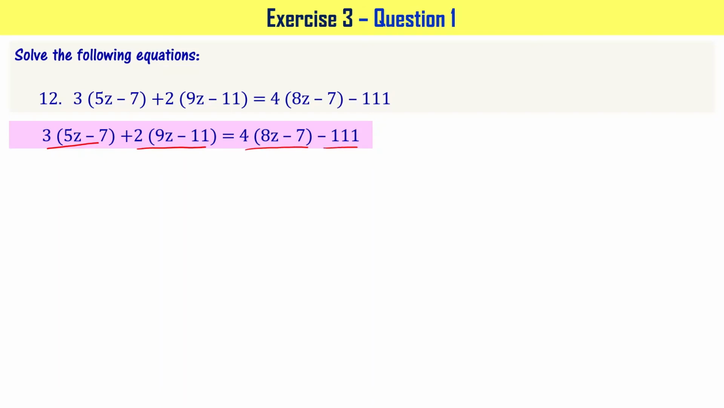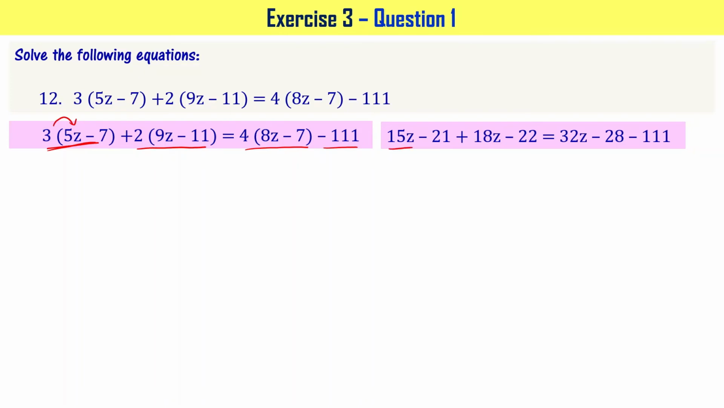Now let's expand term by term so that I can write the equation as 3 times 5z equal to 15z and 3 times minus 7 is minus 21 and put this plus here. Then 2 times 9z is 18z and 2 times minus 11 is minus 22, right? That is equal to 4 times 8z is 32z, and 4 times minus 7 is minus 28, and then write minus 111 as is.